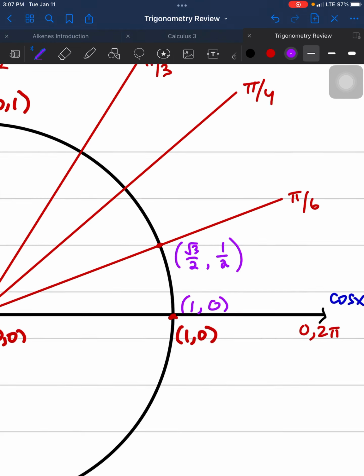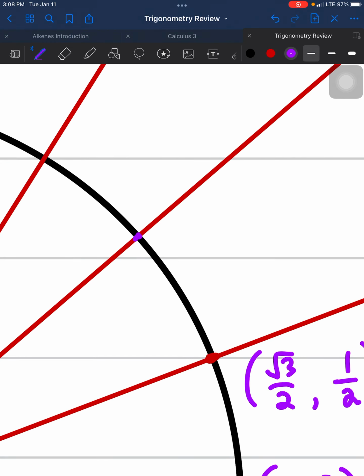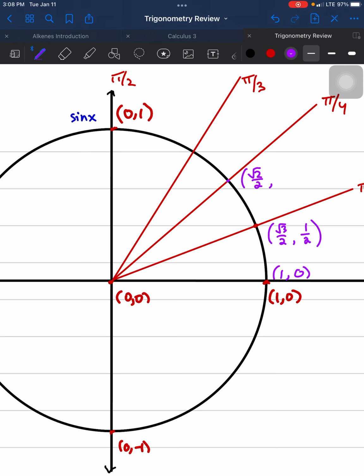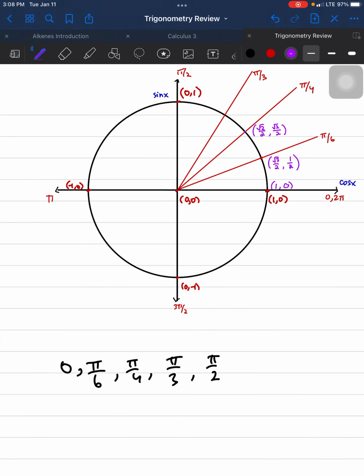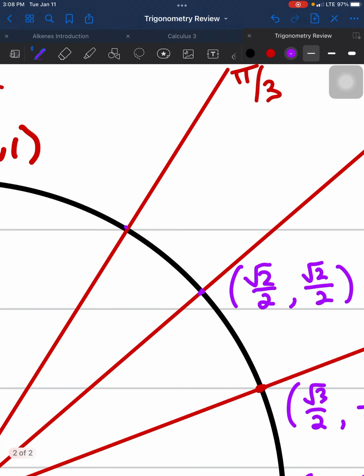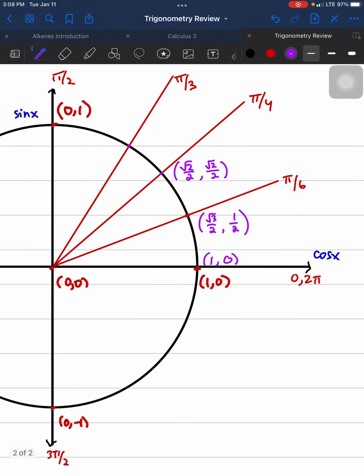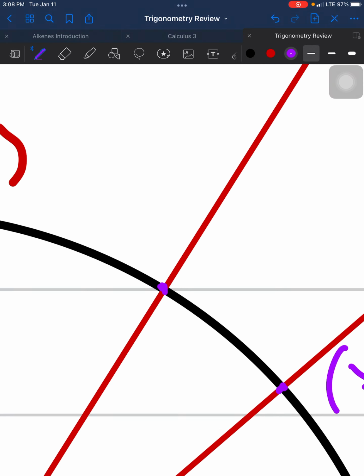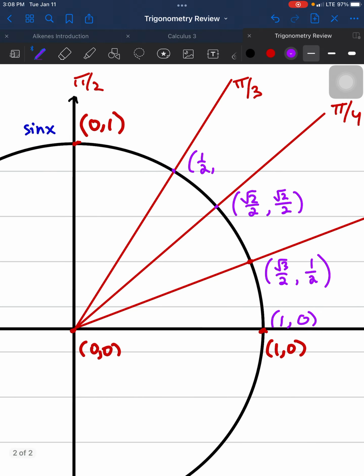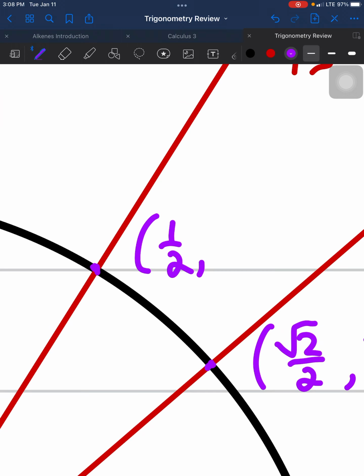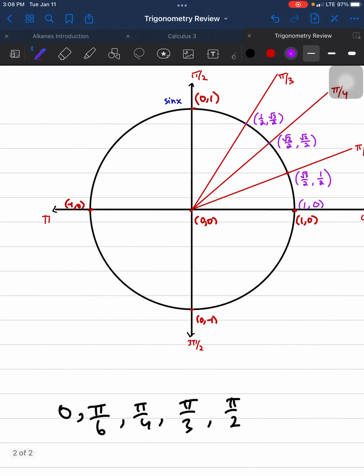Now, moving on, cosine of pi over 4 is equal to radical 2 over 2, and sine of pi over 4 is radical 2 over 2. Moving on to pi over 3, cosine of pi over 3 is 1/2, and sine of pi over 3 is radical 3 over 2.